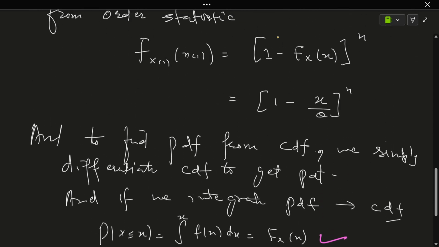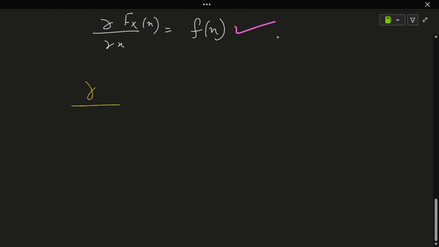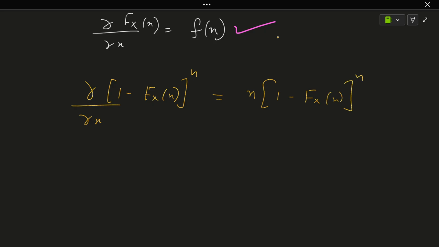Now see, we have the CDF of the first order statistic, so we take d by dx of 1 minus F of x raised to the power n. तो इसमें हम क्या करेंगे? इसमें पावर डाउन, 1 minus F of x raised to the power n, और इसका डिफरेंशिएशन ऑफ 1 is 0, तो इसका क्या होगा?